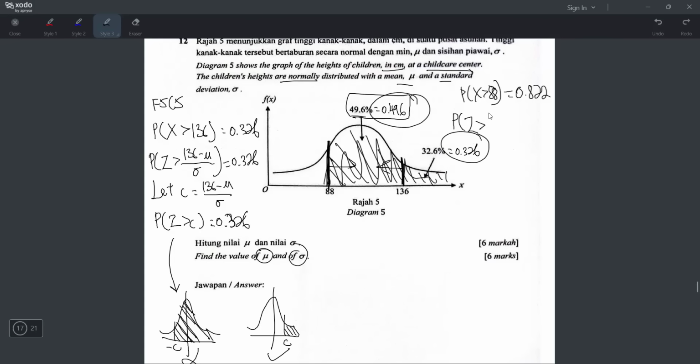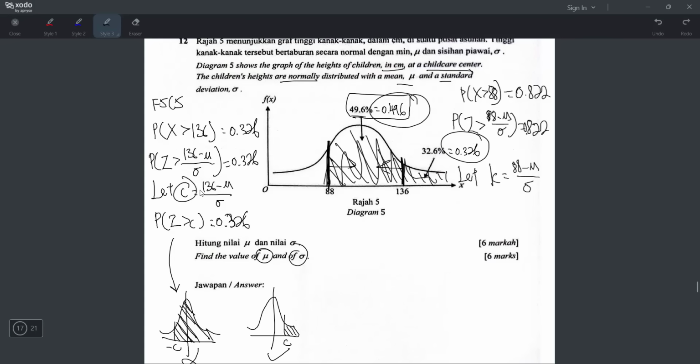Okay, so P(Z) bigger than 88 minus mean divided by standard deviation. This mean and standard deviation we don't have, so I'll just use the mean and standard deviation symbols. And later the mean and standard deviation values are the same as this mean and standard deviation. Equals 0.822, and you are just repeating what you did just now. Just now you let C already. Now use another alphabet, maybe K. So let K equal 88 minus mean over standard deviation. You know why I cannot let C?